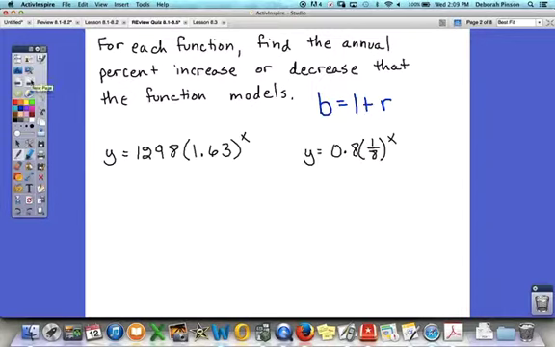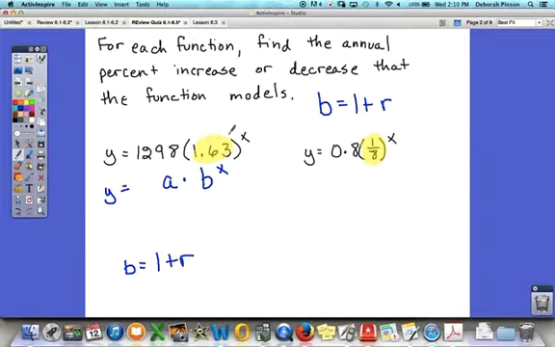Okay, the second thing I wanted to mention is equations that are in that form. You'll notice these are both in the a times b to the x form. Now, what I wanted y'all to go through and notice is that your b has built into it the rate increase or the rate decrease for your problem. I want you to make sure that you know this formula. B equals 1 plus the rate.